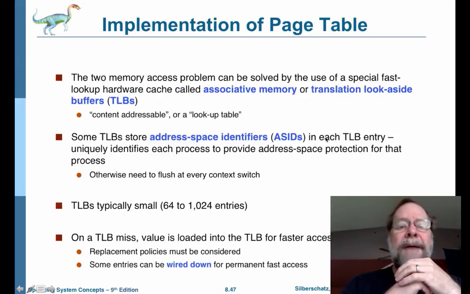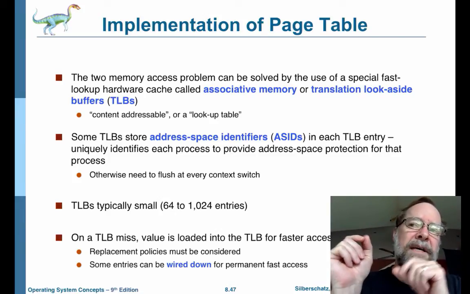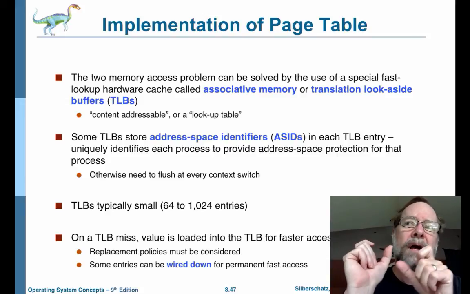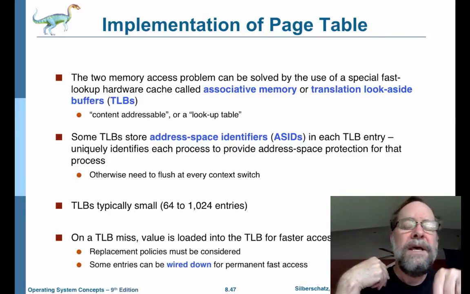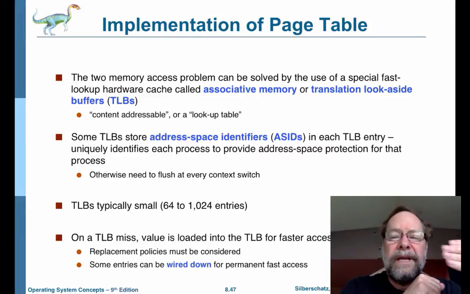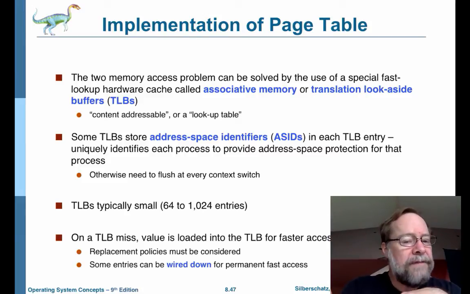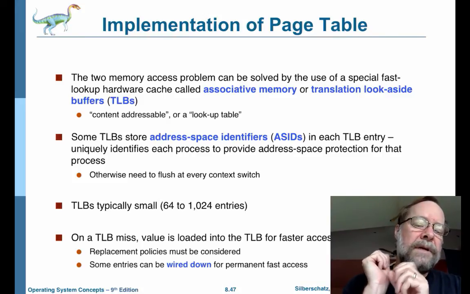Okay, so that basically means that if we're going to use a simple single layer paging scheme like this, it basically takes twice as long to execute an instruction as it did if we weren't using paging at all. In order to minimize that overhead, it's quite common to use associative memory, sometimes called translation look-aside buffers, TLBs. I like to think of these as content addressable memory or as lookup tables.